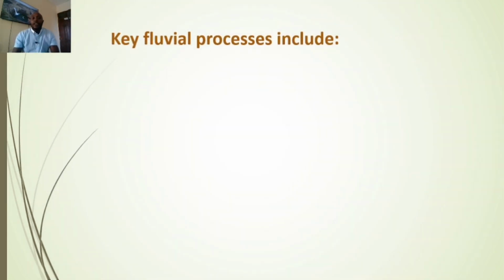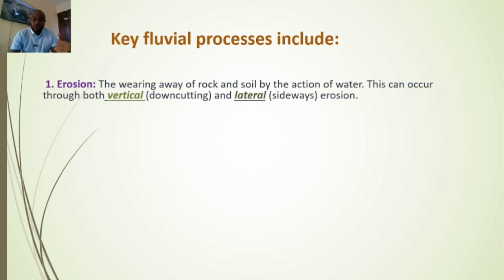All right, so let's look at the key fluvial processes that we are going to talk about. The first one is erosion. Erosion is the wearing away of rock and soil by the action of water. The soil is just worn away by the action of water. That's what we call erosion.